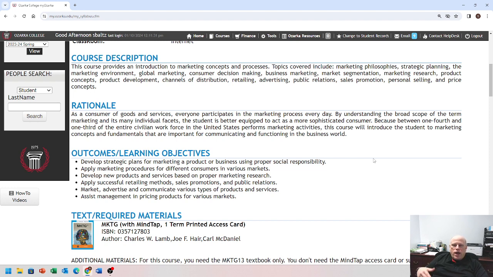We'll also look at ways that we can conduct marketing research to find out more about our market, more about the purchaser of our product, or the consumer. We'll look at various product concepts, how to develop a product. We'll look at channels of distribution, which are basically the ways that we get the product from the point where it's produced to the point where it's consumed. And there are various channels that are used to do that.